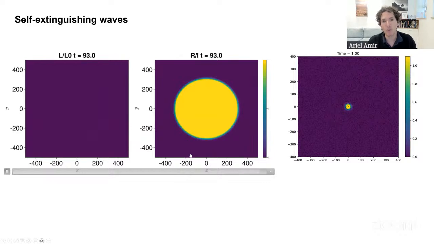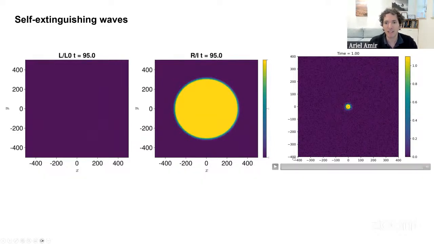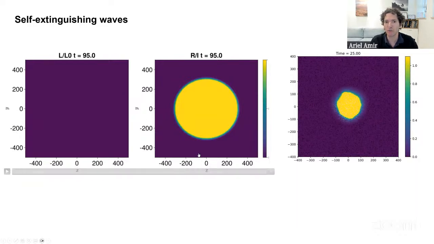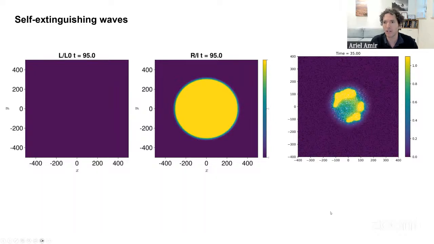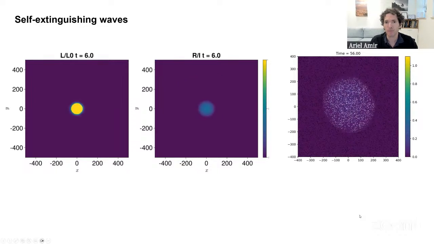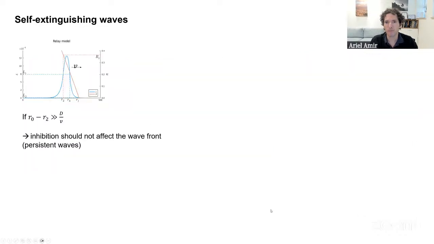I told you before, one has to check the discrete case before jumping to the continuum limit. Here is an agent-based simulation with discrete agents rather than the continuum one you have on the left. And you see basically the same phenomenology. We understand the analytic criterion for when the system has persistent waves and when it has these self-extinguishing waves.